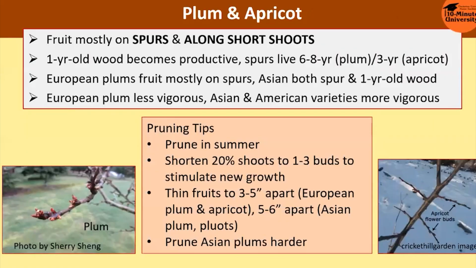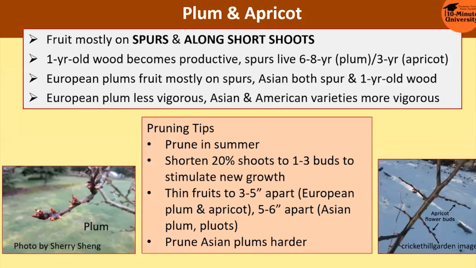Moving on to plums and apricots, they fruit mostly on spurs and along short shoots. And the spurs live different numbers of years, and there are differences between the European plum and Asian. In general, the Asians grow much more vigorously, and the European is much less vigorous. So the general pruning tip would be you prune in the summer to reduce disease problems.